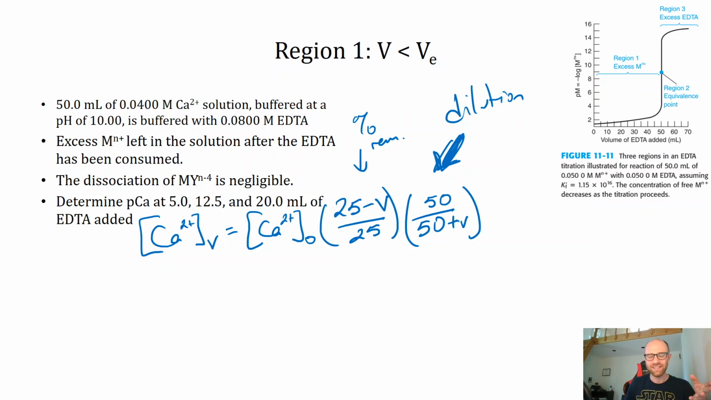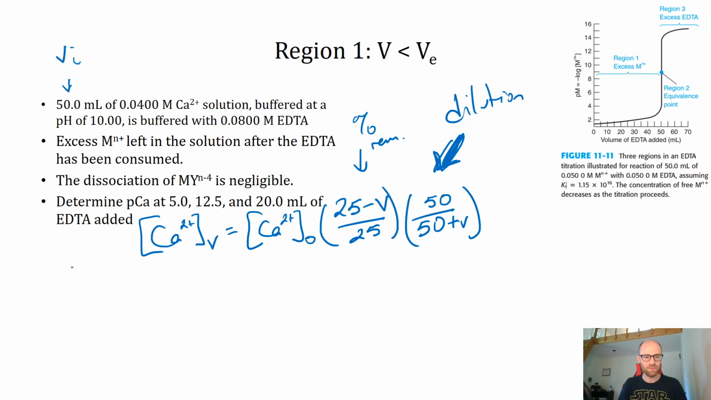Remember that in dilution and percent remaining, as long as we're keeping our units consistent, we don't have to convert to liters every time. It's 25 minus V over 25, since 25 is the equivalence volume. So at 5 milliliters, you will be 80% remaining, right? 20 over 25. That's a simple way to write it. And in our dilution factor, the 50 is there because our initial volume for our calcium ion solution is 50.